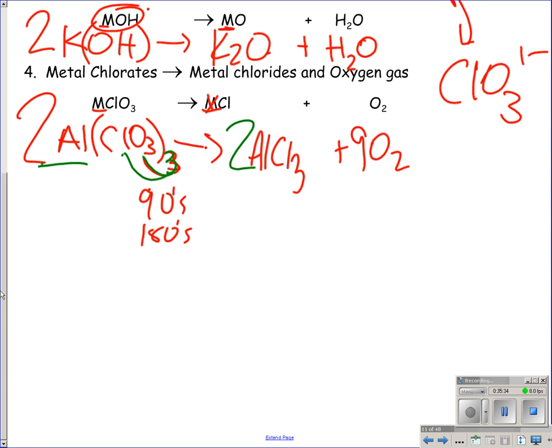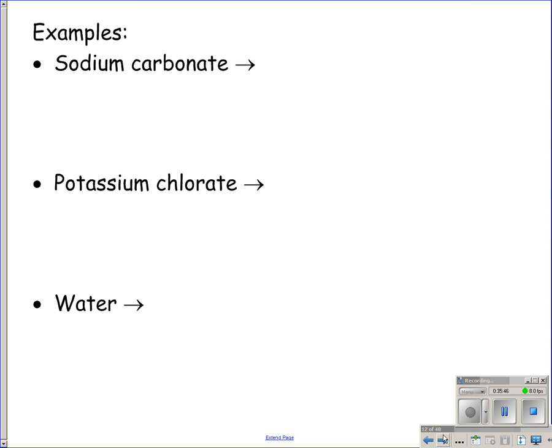Let's do a couple more examples. Those are the only 4 types of decomps you'll do. That's it. You have to know though how chlorates decompose, how carbonates decompose, how hydroxides decompose. Okay, all right, so go ahead and do these. And right above the arrow, I neglected to do that, something to show me that you're forcing it to occur. Catalyst, electricity, or your karate skills.